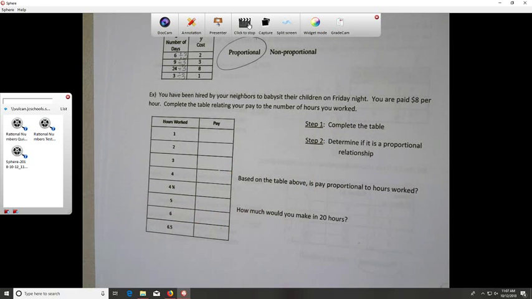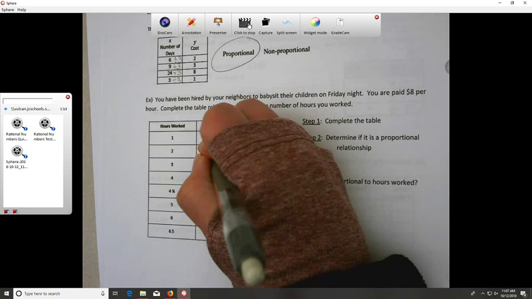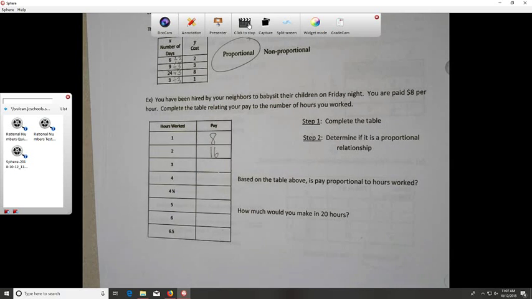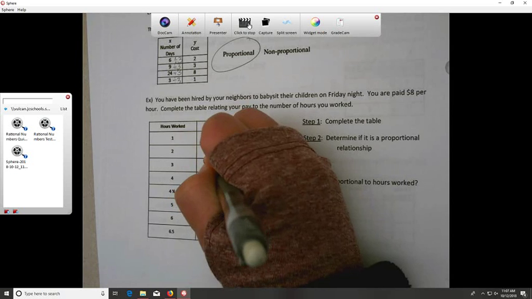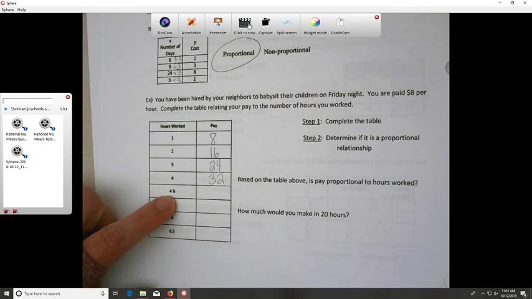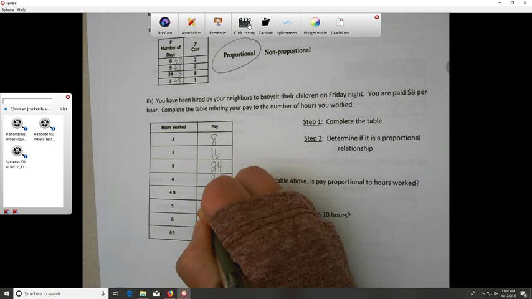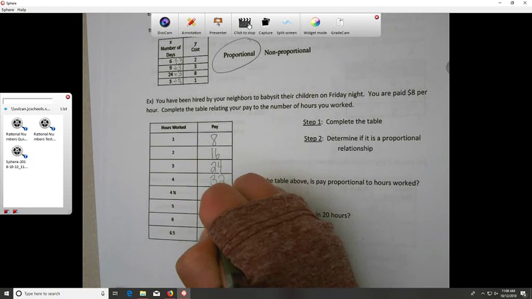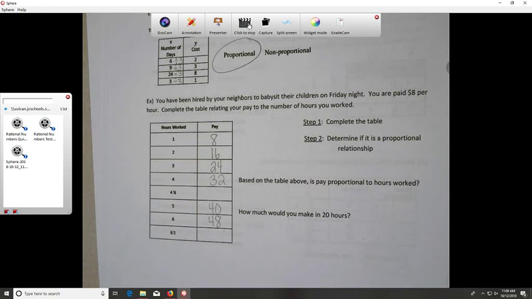Now we know that we get $8 for each hour, so I know if I work for 1 hour, that's going to be $8. If I work for 2 hours, 16, 3 is 24, so this is just your 8 times table. Okay, 32. I'm going to skip 4.5 for a second, and we'll talk about that. 5 would be $40, 6 would be 48, and I'll come back to 6.5. All right, so this is just saying every hour $8, so I'm basically multiplying by 8.